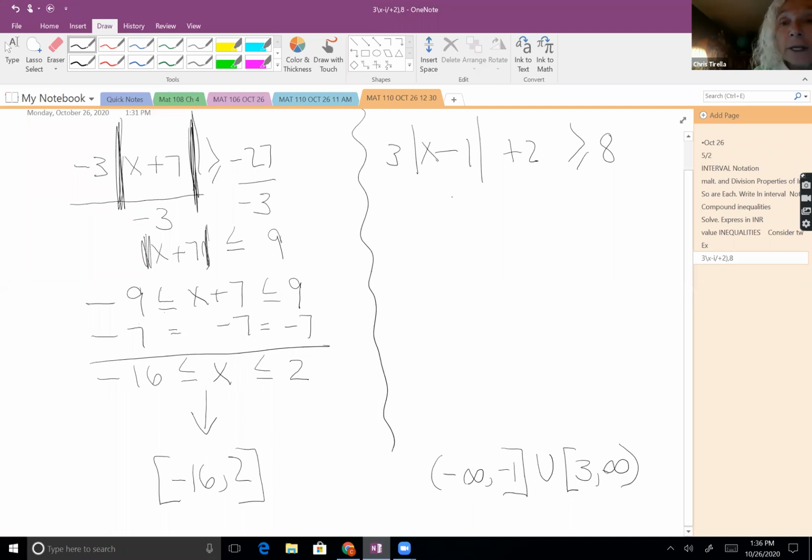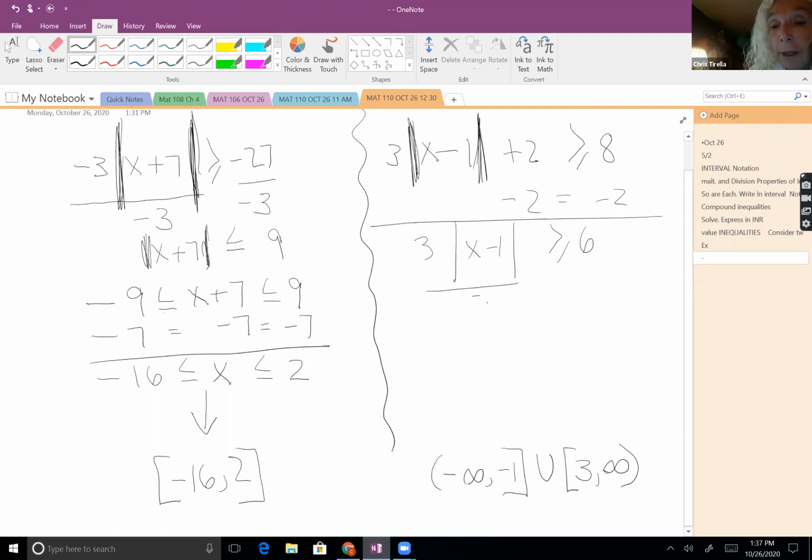So if I look at this next one, the absolute value bars are definitely not all alone. With this one, to get the bars alone, what would you do first? Divide by 3 or subtract the 2? Subtract the 2. Beautiful. So that gives me 3 times the absolute value of x minus 1 is greater than or equal to 6. Now the bars are still not alone. So now I'm going to divide by that 3. Gives me the absolute value is greater than or equal to 2.